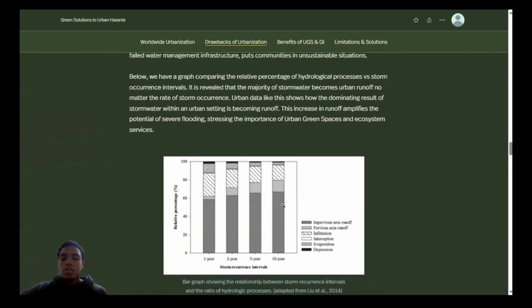So this is a chart from my original research paper, and it ties to the main point of my research paper, urban flooding. This just shows how no matter how much rain you're going to have within an urban area, the majority of the rain is going to turn into impervious area runoff. And it really shows the importance of urban green spaces and ecosystem services that allow water to go about its natural cycle. Because the more urban runoff you're going to have, this directly correlates to urban flooding hazards.